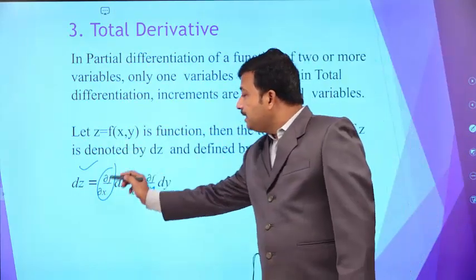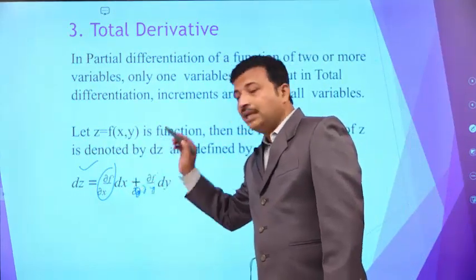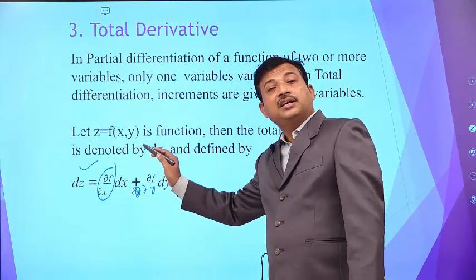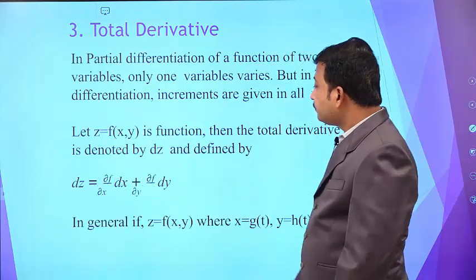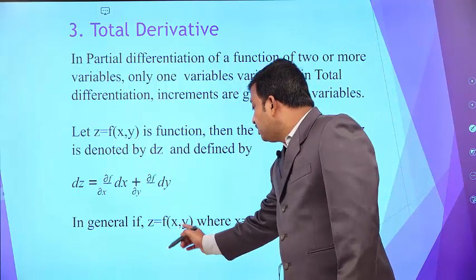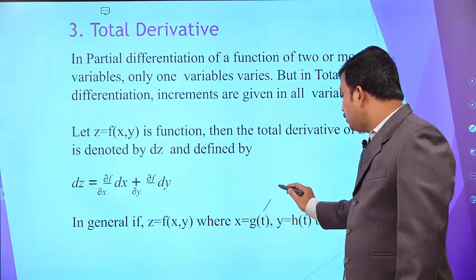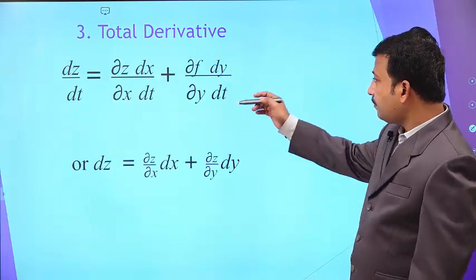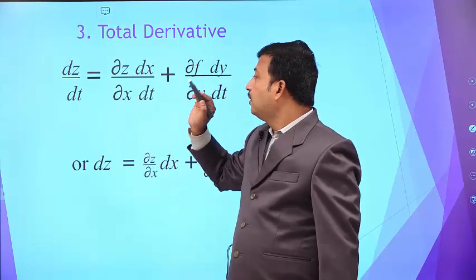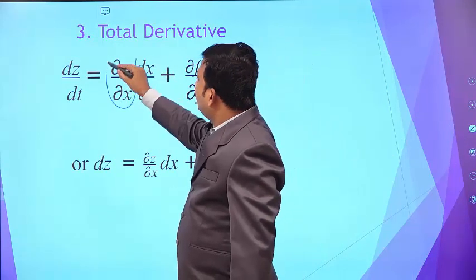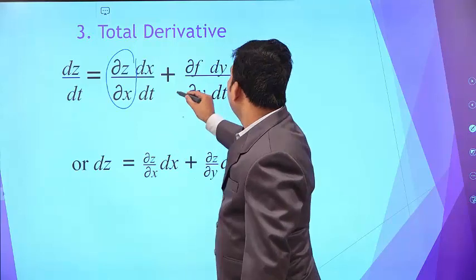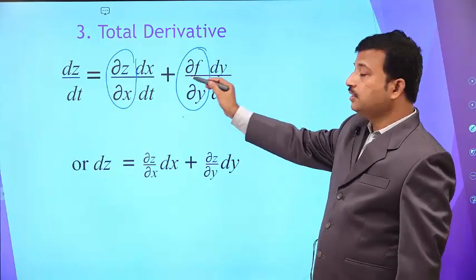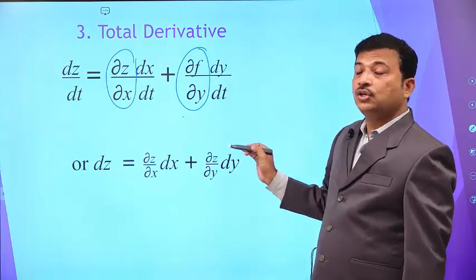Is it clear? So dz = ∂f/∂x dx + ∂f/∂y dy. Here x is changing, y is changing. We are giving an increment to both x and y. So in general, if z equal to f(x, y), where x equal to g(t) and y equal to h(t), then how do you write? dz/dt = ∂z/∂x dx/dt + ∂f/∂y dy/dt. Is it clear? That is what we can represent. This is nothing but the total derivative.